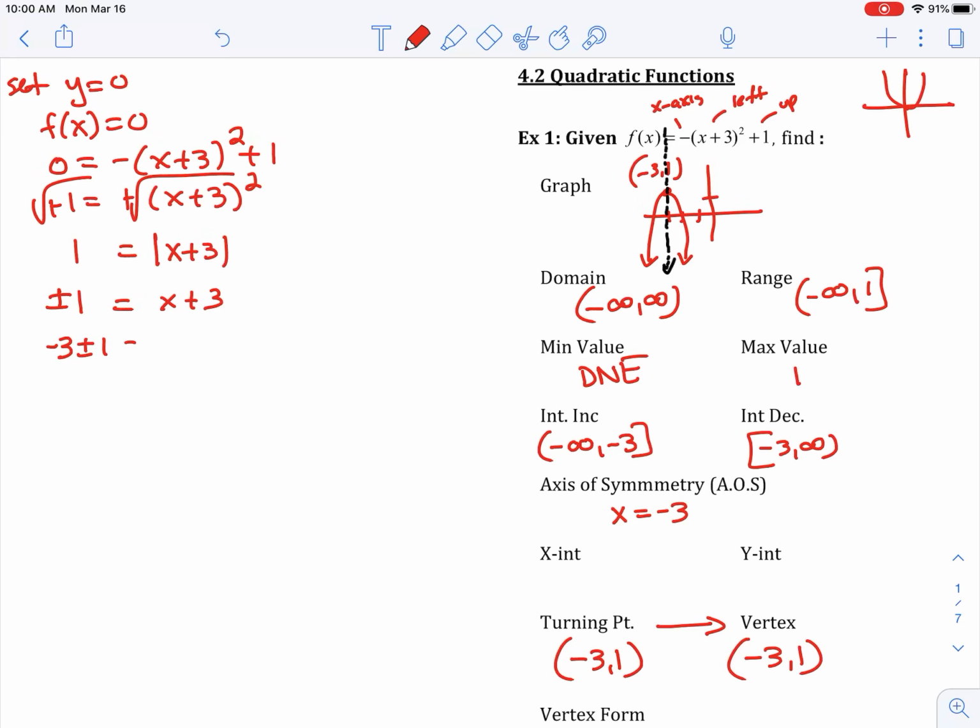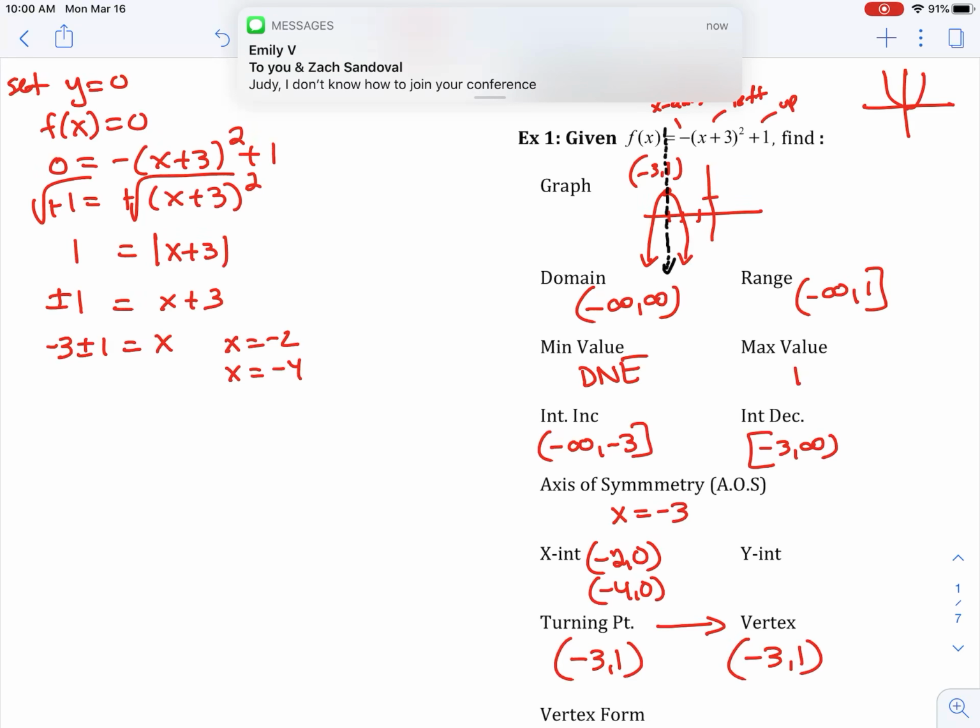And so we get negative 3 plus or minus 1 is equal to x. So negative 3 plus 1, we get x equal to negative 2, and negative 3 minus 1, we get x equal to negative 4. So we have two x-intercepts, one at (-2, 0) and one at (-4, 0).